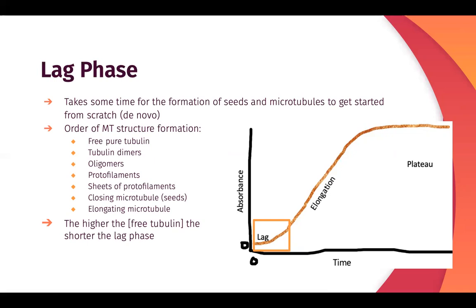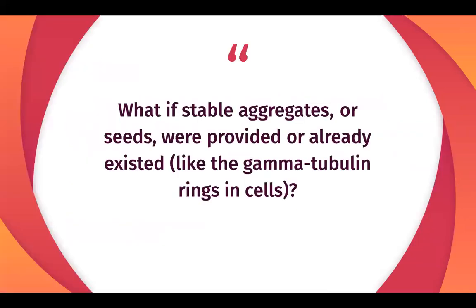And then what if stable aggregates or seeds were provided or already existed? Like if we threw in gamma tubulin rings in the cells, what do you think would happen? Yeah, very short lag phase. So the answer was a very short lag phase, if a lag phase at all, right? There probably would be a bit of a lag phase, but the lag phase would definitely shorten because we don't have to build from nothing, because we have something. So we can just start elongating.